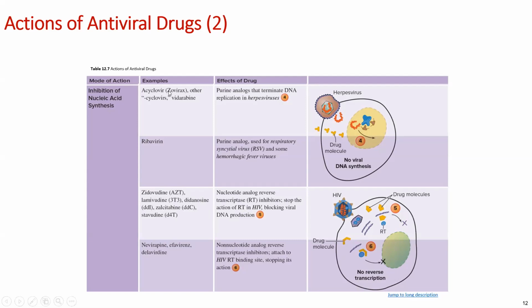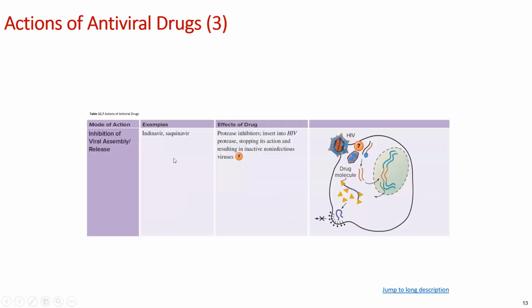So in the case of acyclovir here that works on herpes virus, herpes is a double-stranded DNA virus. So it's going to cause termination during replication, I believe, for DNA polymerase. A virus that comes in as RNA, that's going to have no effect on it because it doesn't have double-stranded DNA.